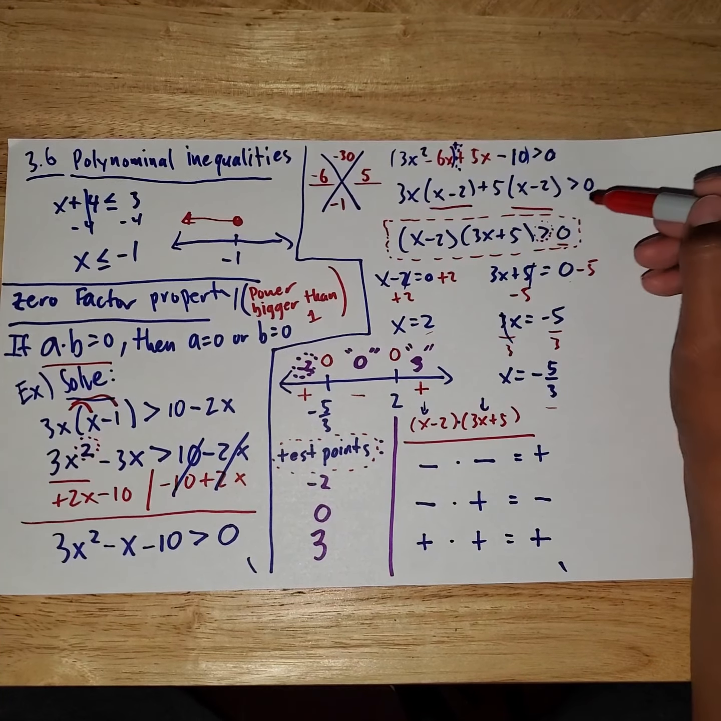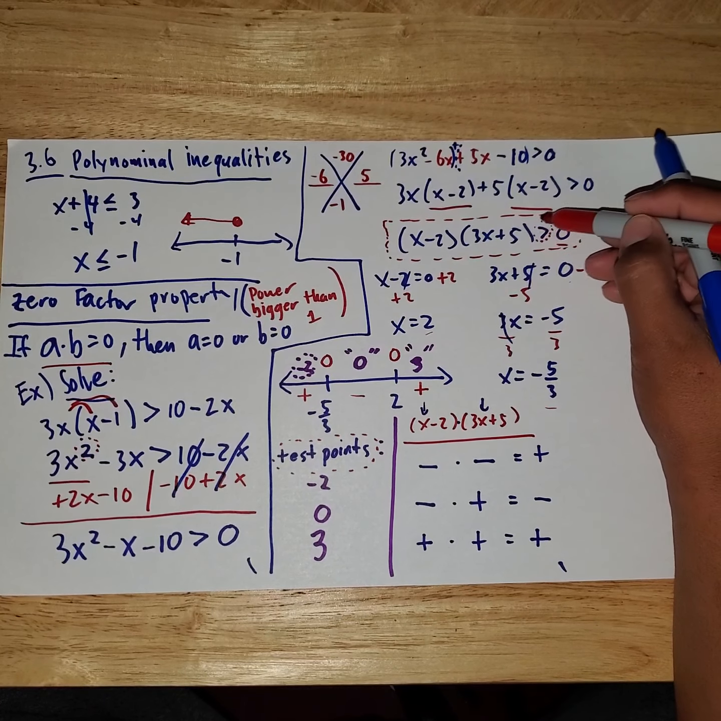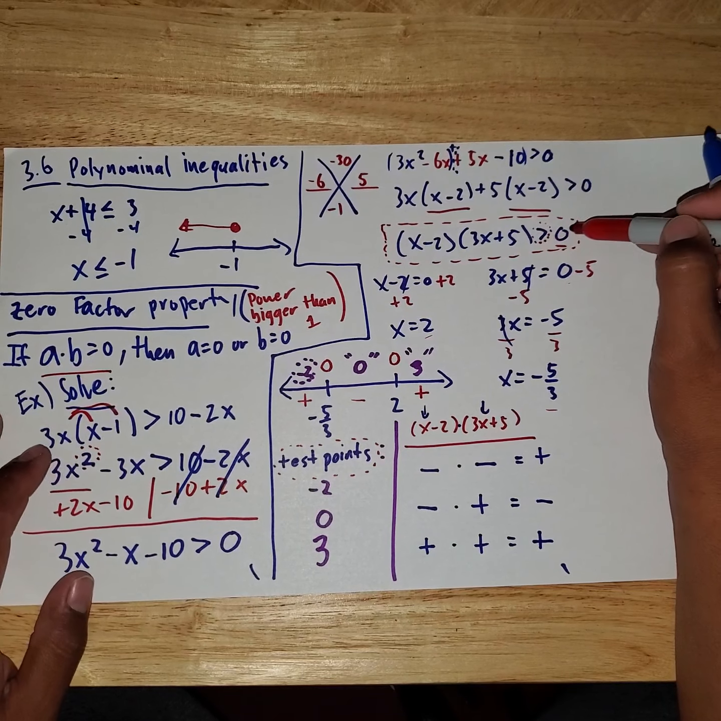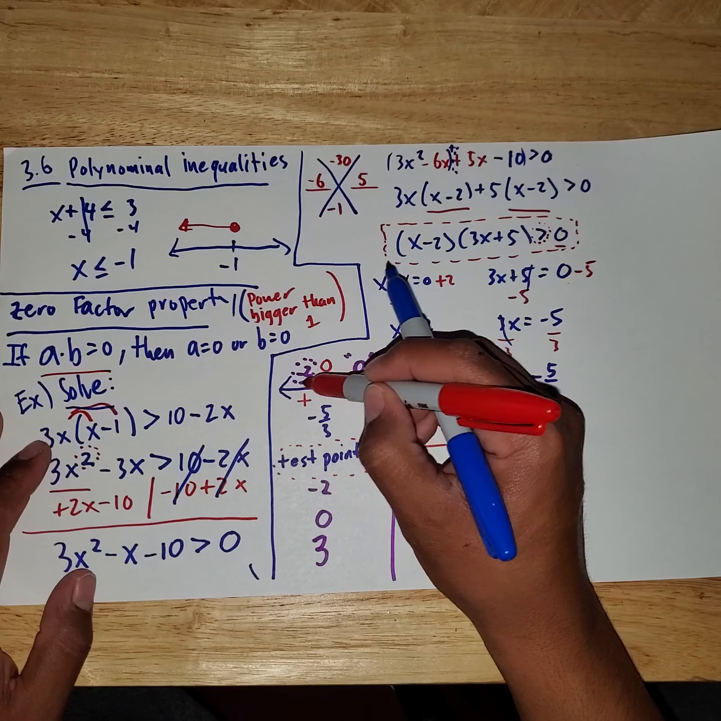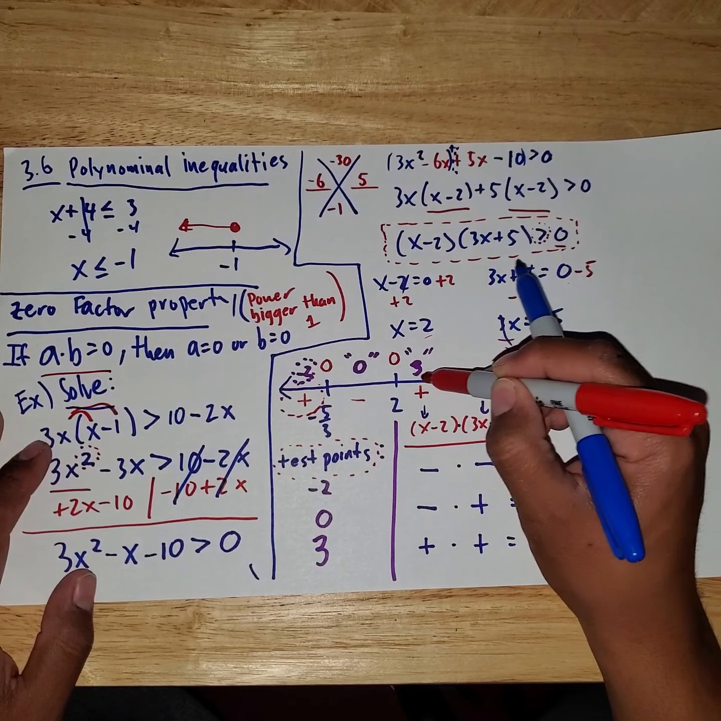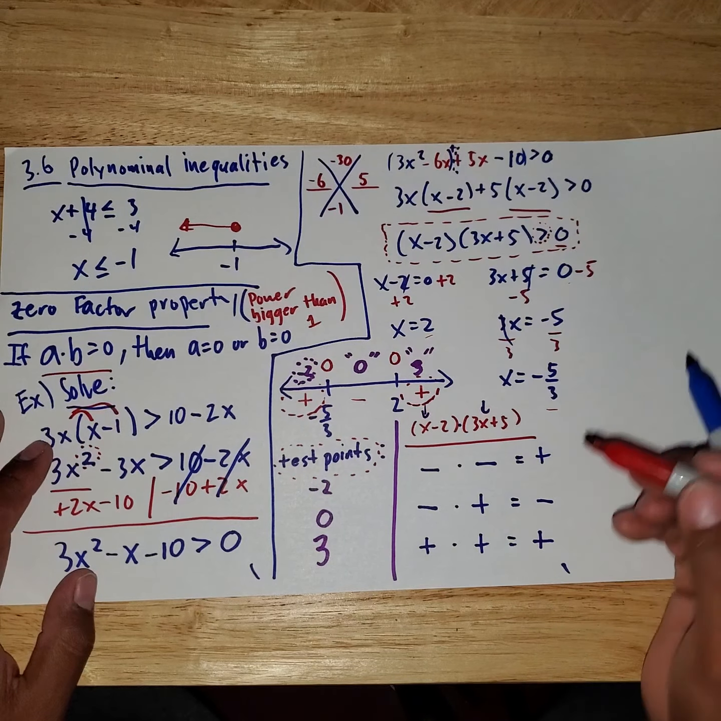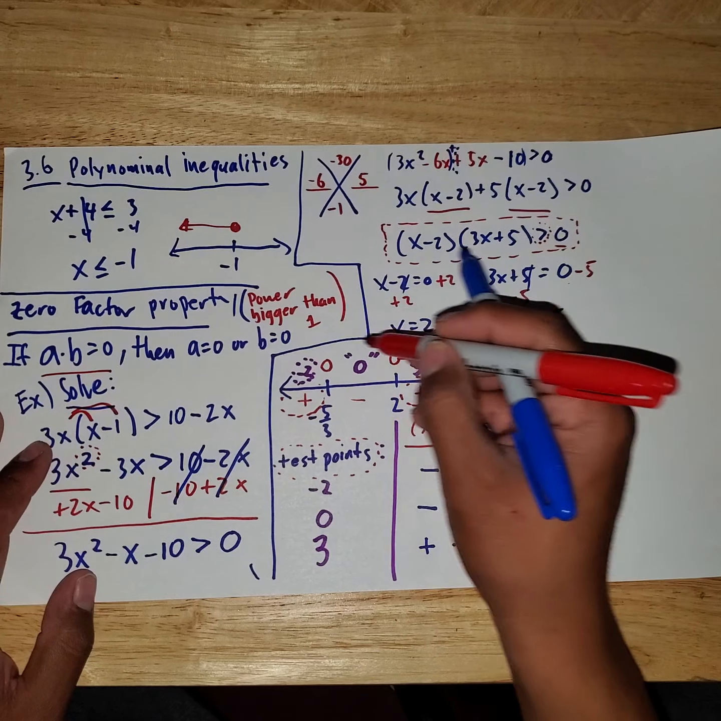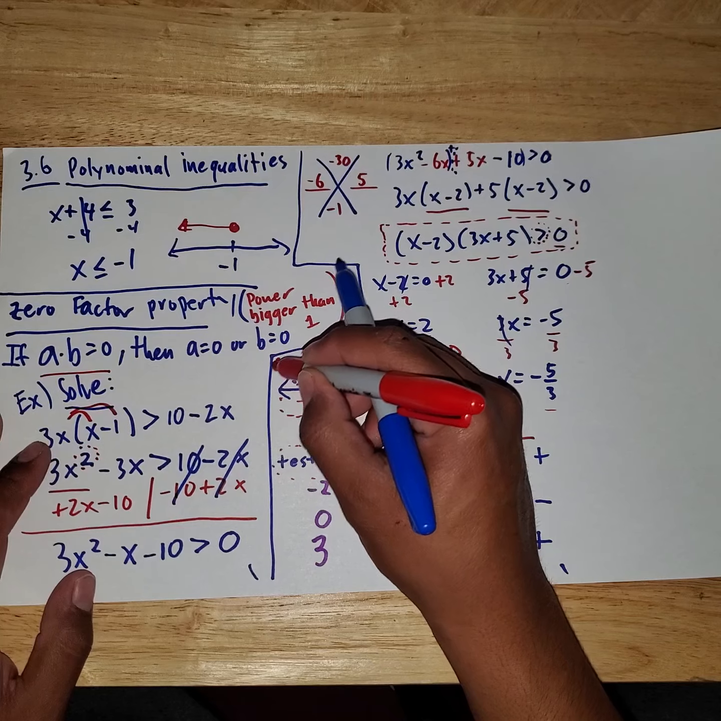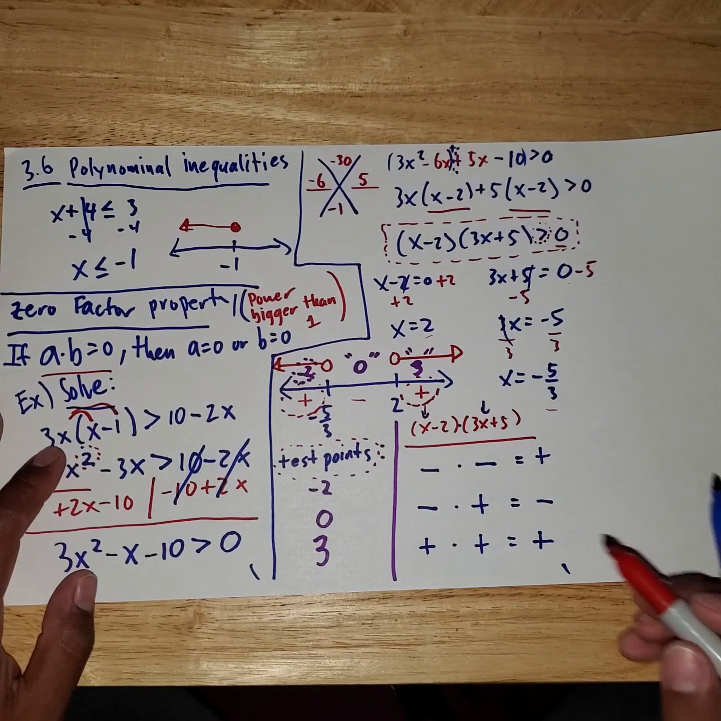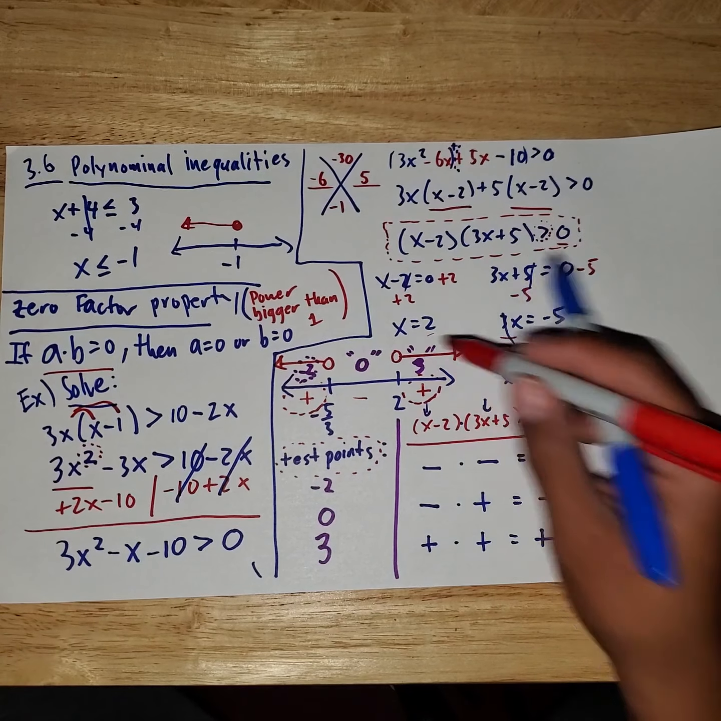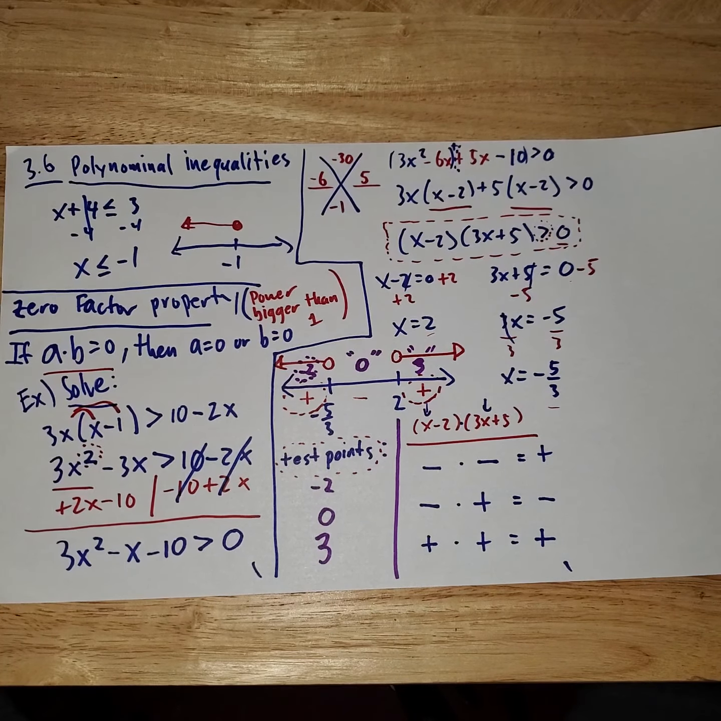So then that's when I go back to the inequality. The inequality is asking for this sign to be bigger. And the only way it's going to be bigger is if it's positive. So that means my answer is going to be anything that's bigger than 2, anything that's smaller than this -5/3, but it cannot include -5/3 and 2. And that would be your solution. Which you can also write that solution in interval notation.